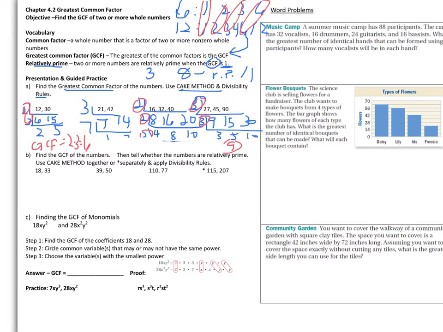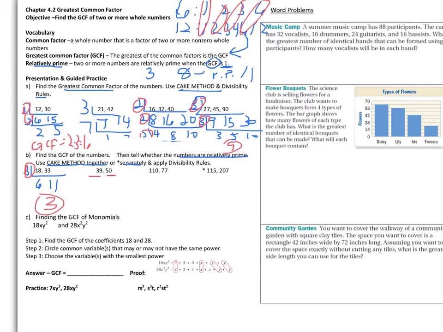we're going to continue to find the GCF of the numbers, but these are a little more difficult. And then we have to tell whether these numbers are relatively prime. So I'm going to use the cake method together or separately. What do I mean by together or separately? Let's start with 18 and 33. They share a common factor of 3. That's the only one. GCF is 3.